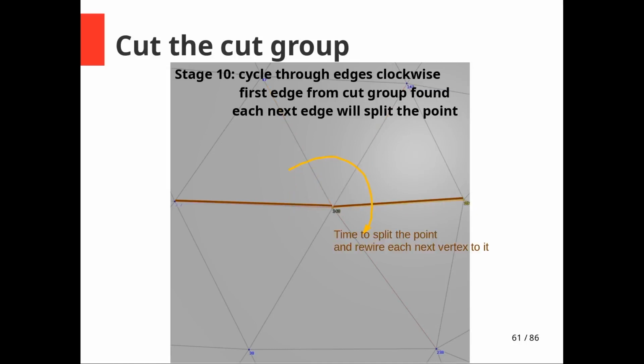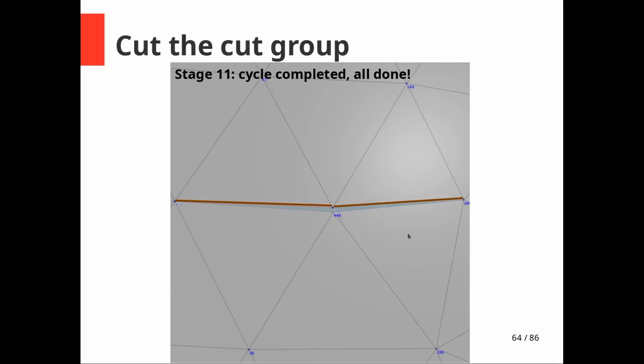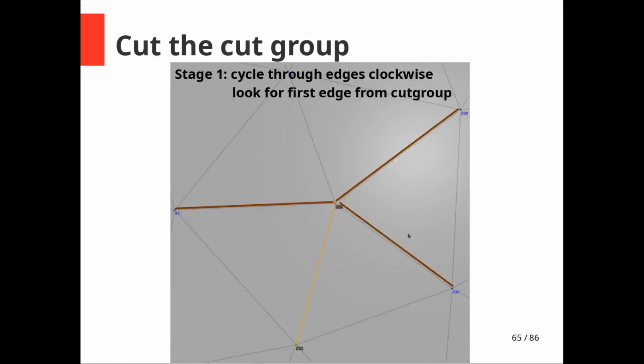Next edge. Here, we encountered an edge from the cut group. So we duplicate the point around which we're rotating. The next edge's source vertex is rewired to the new point. On this picture the new point is offset from the original, but this is just for demonstration purposes. Nothing is shifted in the actual algorithm. We continue rewiring until we reach the beginning. And the cut is done.